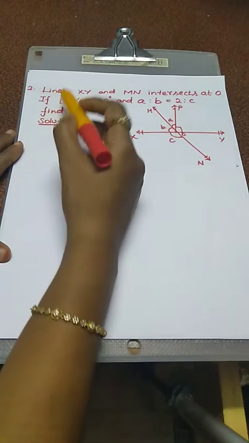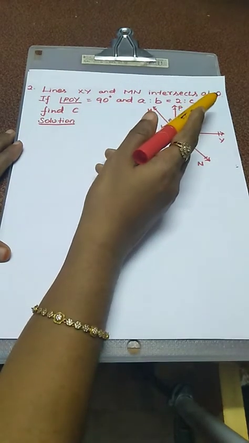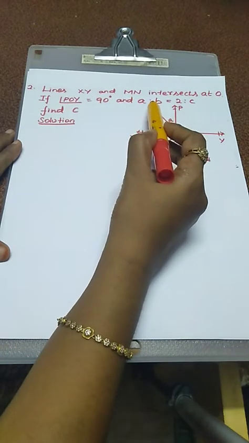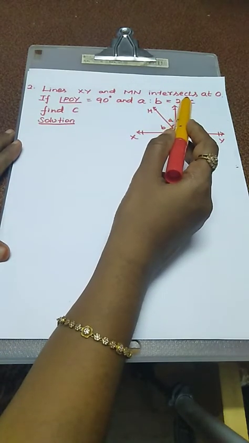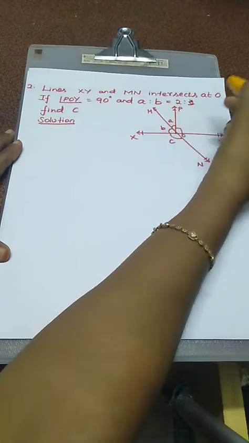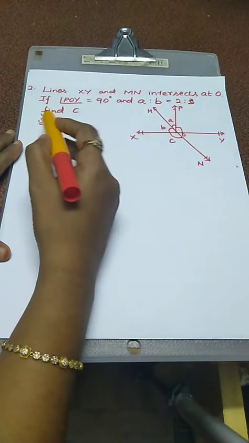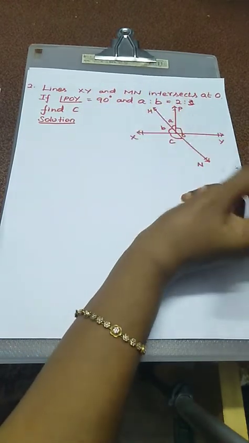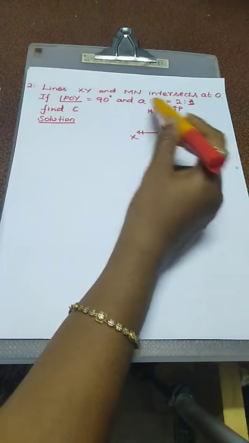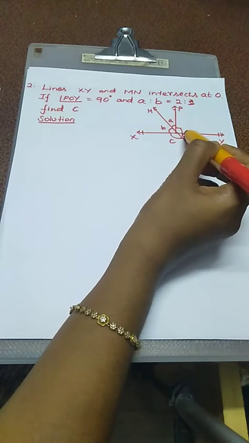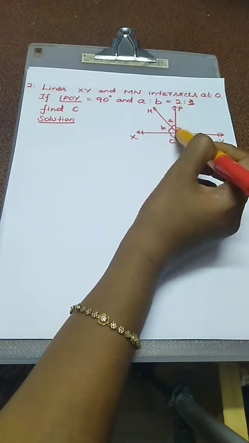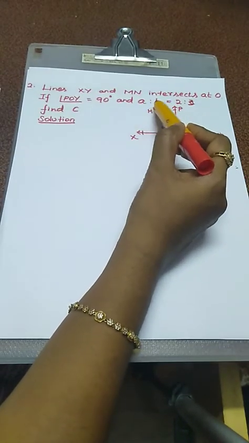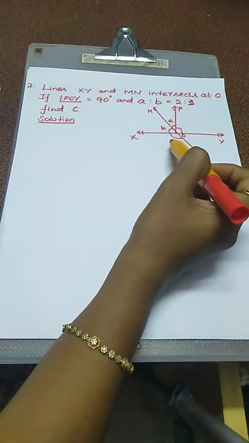Next, second problem. Lines XY and MN intersects at O. If angle POY is equal to 90 degree and A is to B equal to 2:3, we have to calculate C value only. What is given? The lines XY and MN intersects at O. Angle POY value is 90 degree, that is right angle. What is the condition given? A is to B equal to 2:3. We have to calculate the C value.